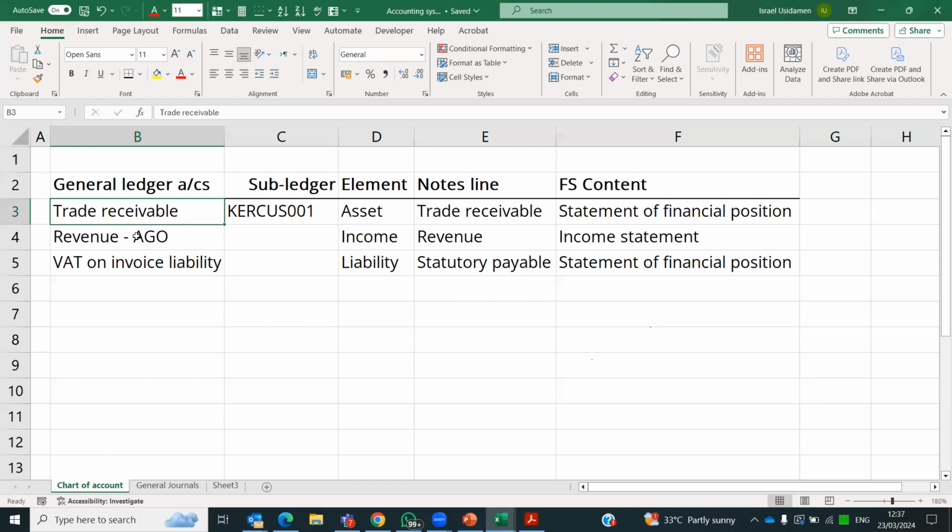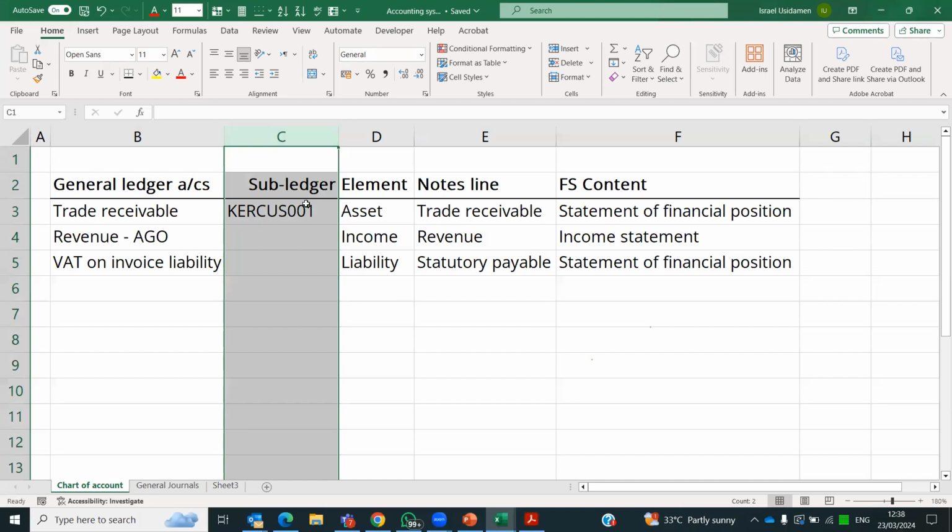The specific name you gave that GL account was trade receivable, saying that this guy, you are expecting to receive that money from him. So you called it a receivable. But you want to be more specific again. You want to have a situation where you know each customer that is owing you. And that's where the idea of a sub-ledger comes in.